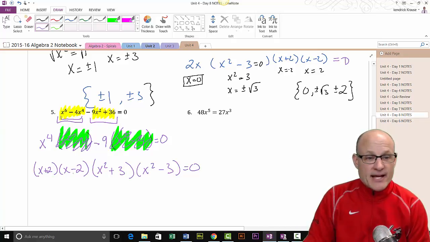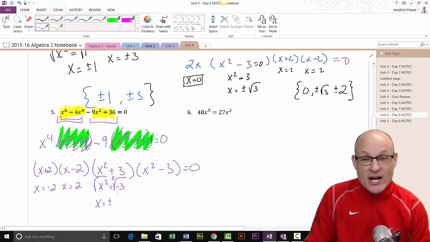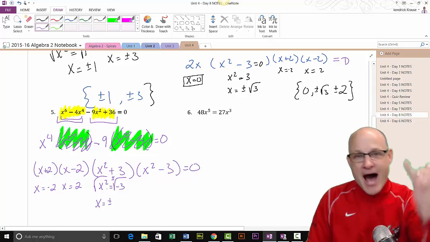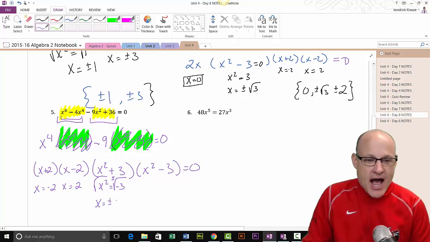Nothing else can be factored, but I got some crazy work to do. So this is x equals negative 2. This is x equals positive 2. This one here gives me x squared equals negative 3. Take the square root of both sides and put a plus or minus. So this one gives me x equals plus or minus, now because that's negative, that looks like an i. It looks like a little finger. i square root of 3.